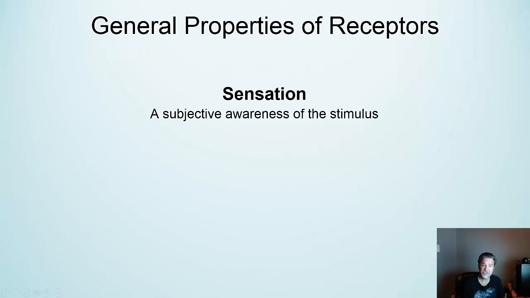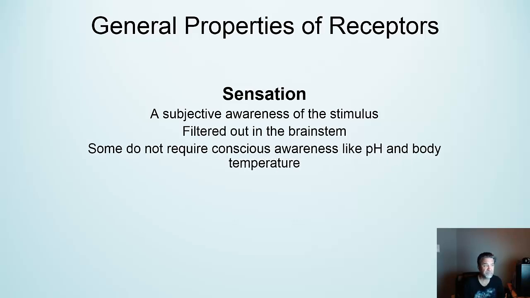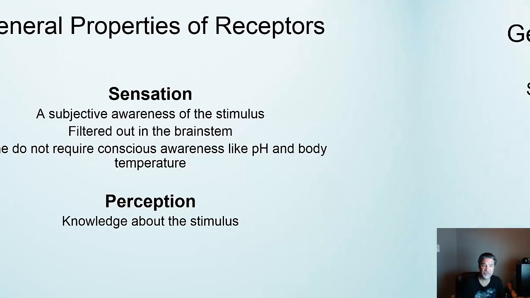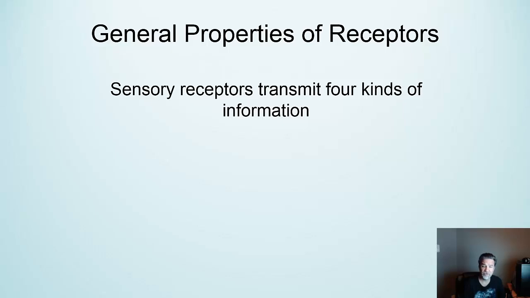So sensation is just an awareness of a stimulus, and it can be filtered out in the brainstem, quite possibly. pH, body temperature, we constantly have our homeostatic processes that deal with changes in these. But what we're comparing sensation to is perception. And perception is more than an awareness. It's an understanding of what's causing the actual stimulus. And so then we'll move away, we'll do something about it, perhaps a long-term fix.